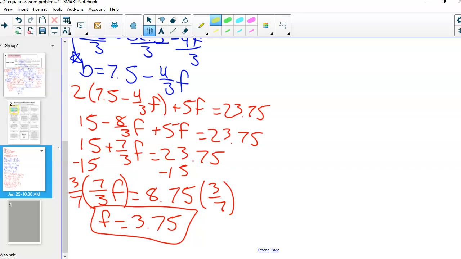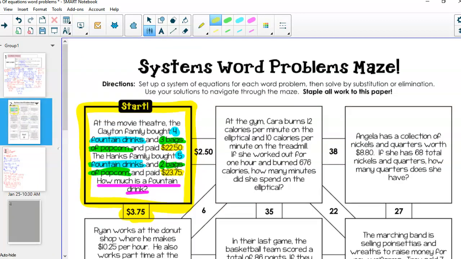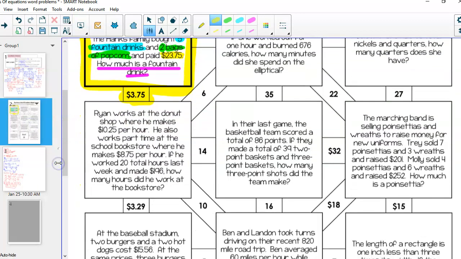So on to the next piece of this. So now we're here. Ryan works at the donut shop where he makes $10.25 per hour. He also works part-time at the school bookstore where he makes $8.75 per hour. If he worked 20 total hours last week and made $196, how many hours did he work at the bookstore?